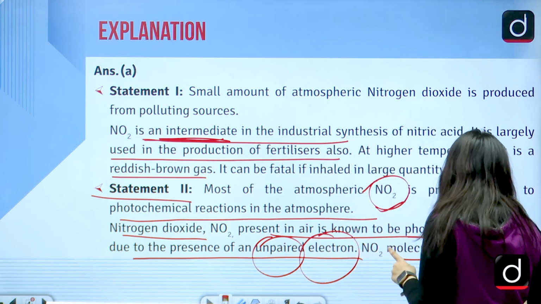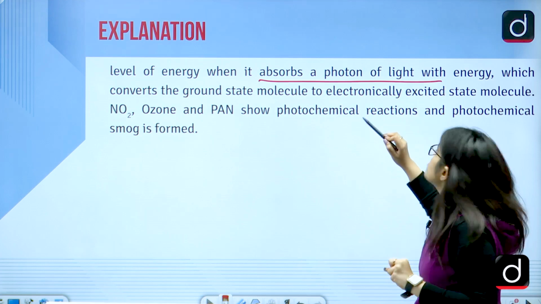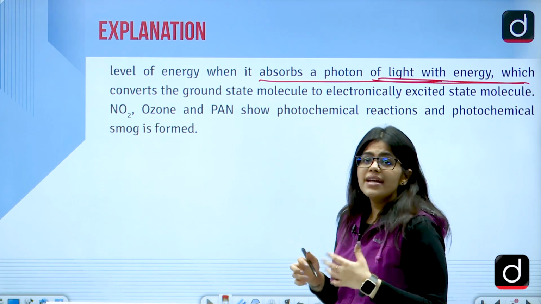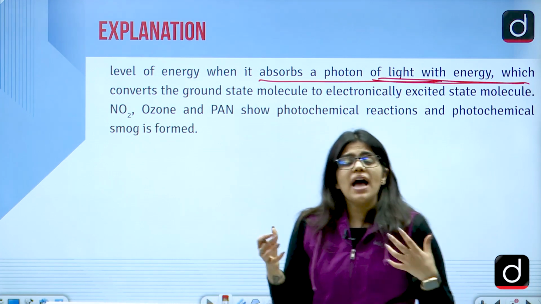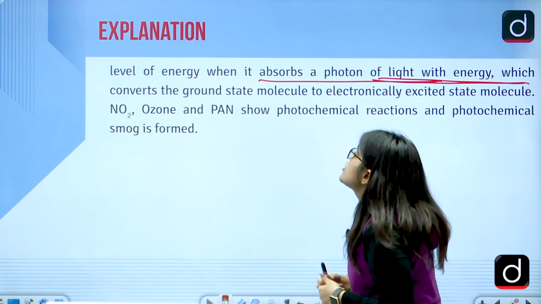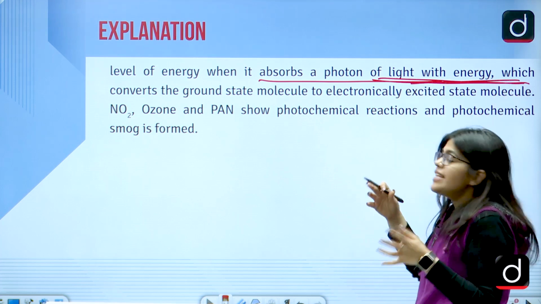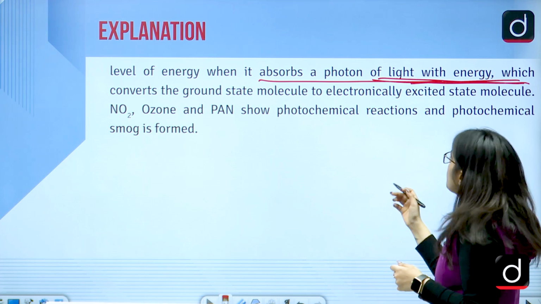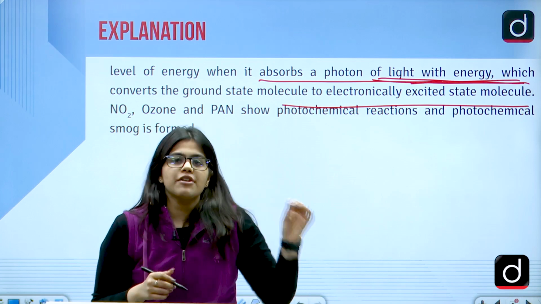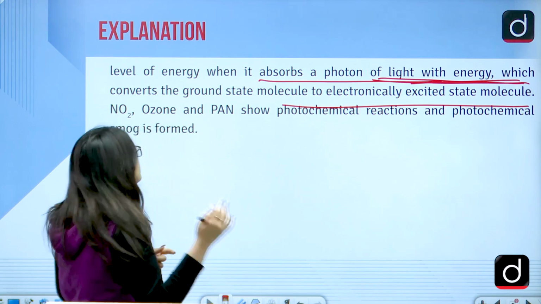The NO2 molecule reaches a higher level of energy when it absorbs a photon of light energy. There are always some UV rays and there are electrons present in the nitrogen, so they interact, and because of this we have the photochemical reaction. When it absorbs a photon of light with the right energy, it converts the ground state molecule to an electronically excited state molecule.